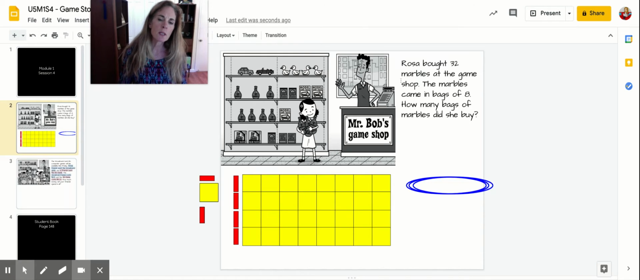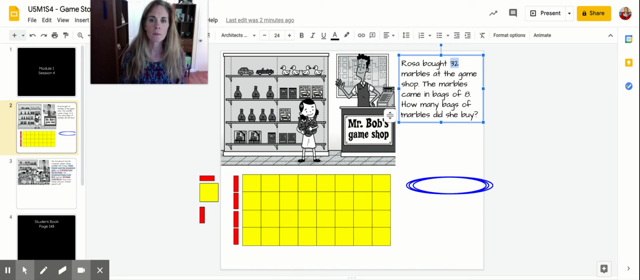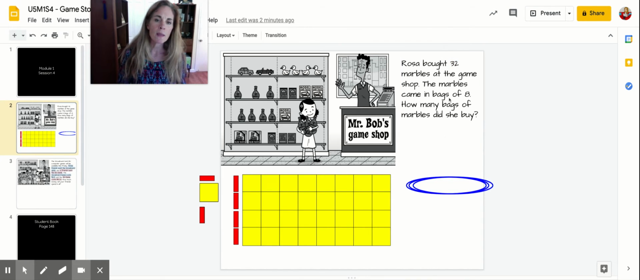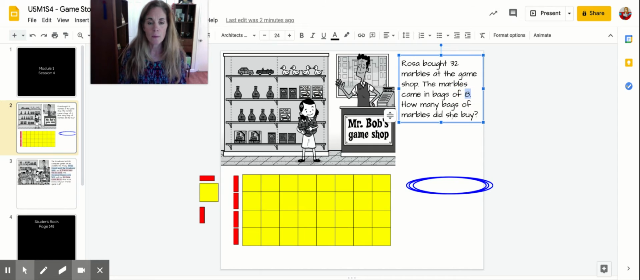So the first thing that we're going to talk about is this problem that Rosa has. Rosa bought 32 marbles at the game shop. The marbles came in bags of 8. How many bags of marbles did she buy? So we know the total number of marbles. We also know that the group is 8. Now we need to know how many groups.